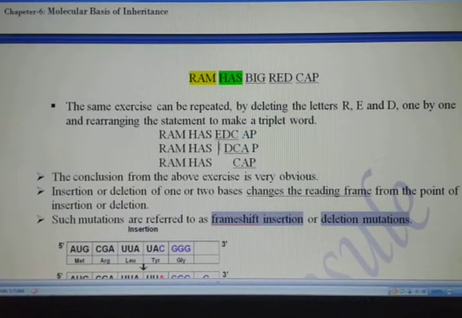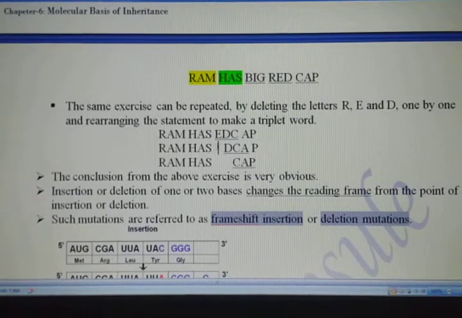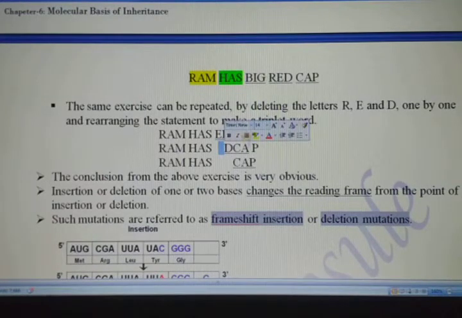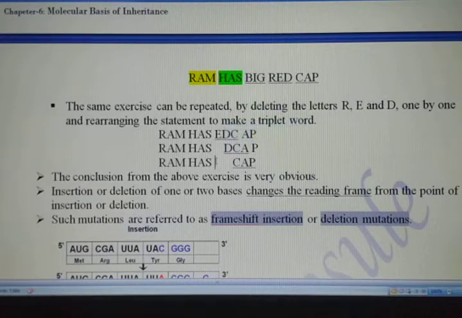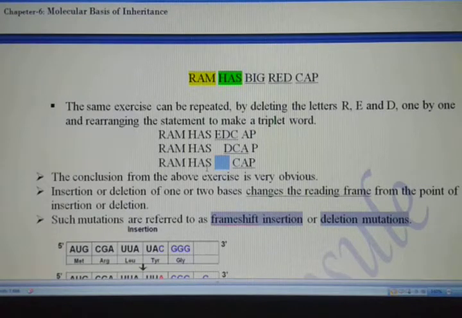Second case: R and E both are deleted here. R was already deleted in the first step. Over here E also is deleted. So as a result, the codon is changed here. And at the end, what has happened? Slowly, one by one, 3 alphabets, that is R, E and D, are deleted. As a result, totally one codon is missing here.